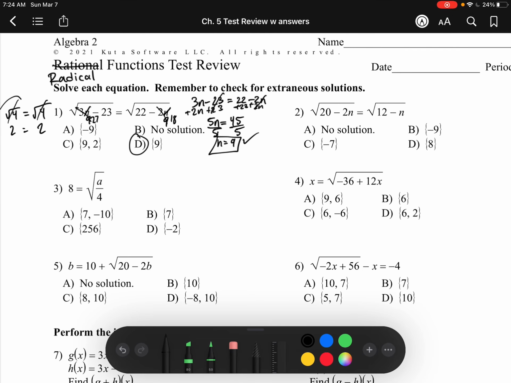So to save time on these videos, I'm not going to check for extraneous solutions. You guys should, just so you can practice doing that. But at the end, when I solve, I'm going to tell you if it is an extraneous solution or not.